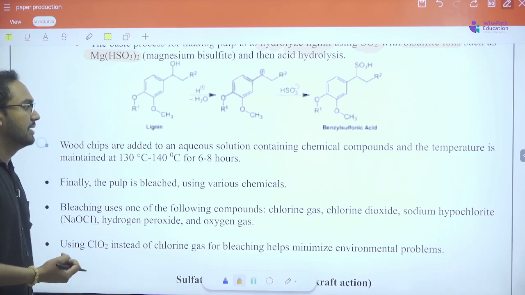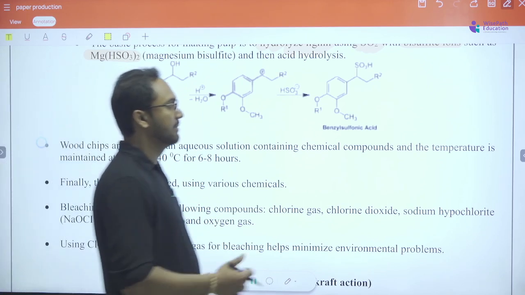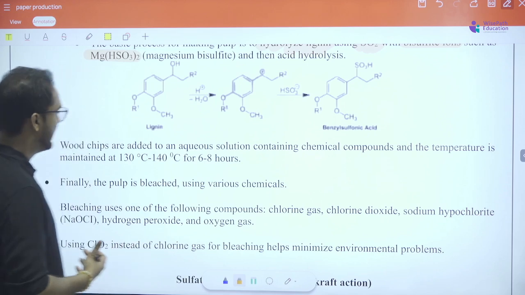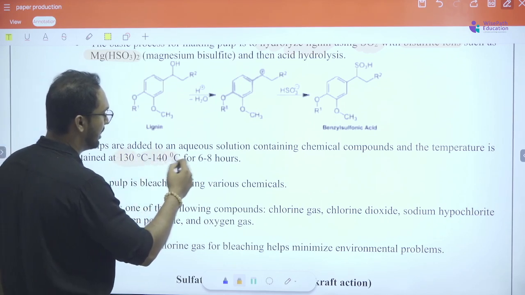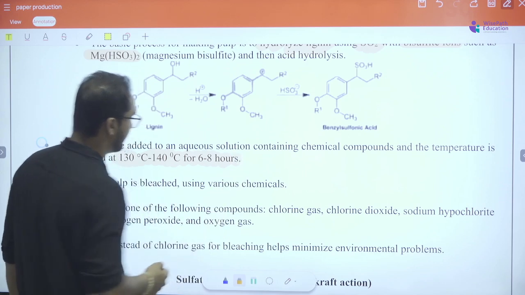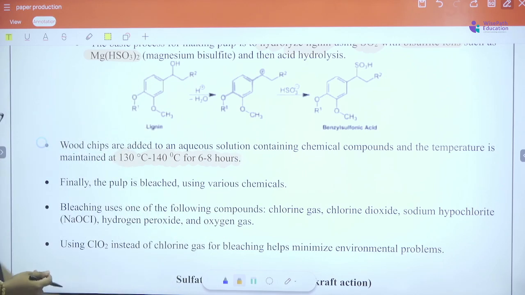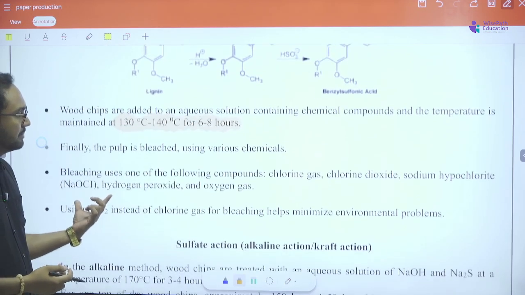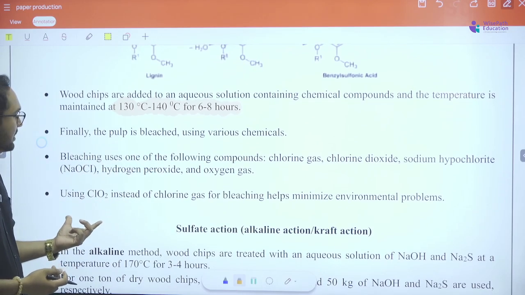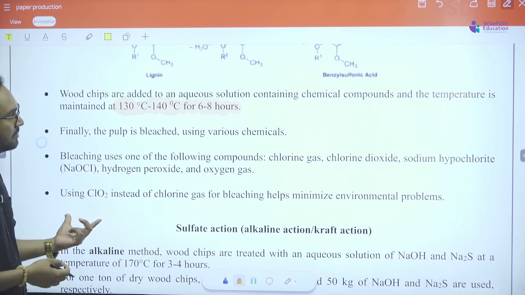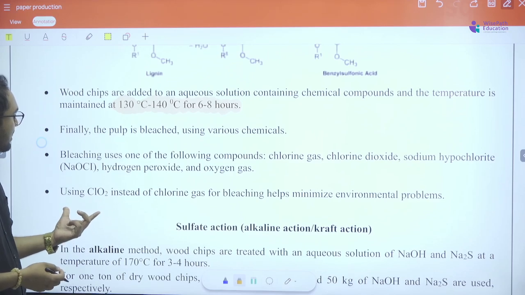So wood chips are added to an aqueous solution containing chemical compounds, and then the temperature is maintained at 130 to 140 for 6 to 8 hours. This is still the sulfite method. Finally, the pulp is bleached using various compounds, and we will be discussing what compounds we use.